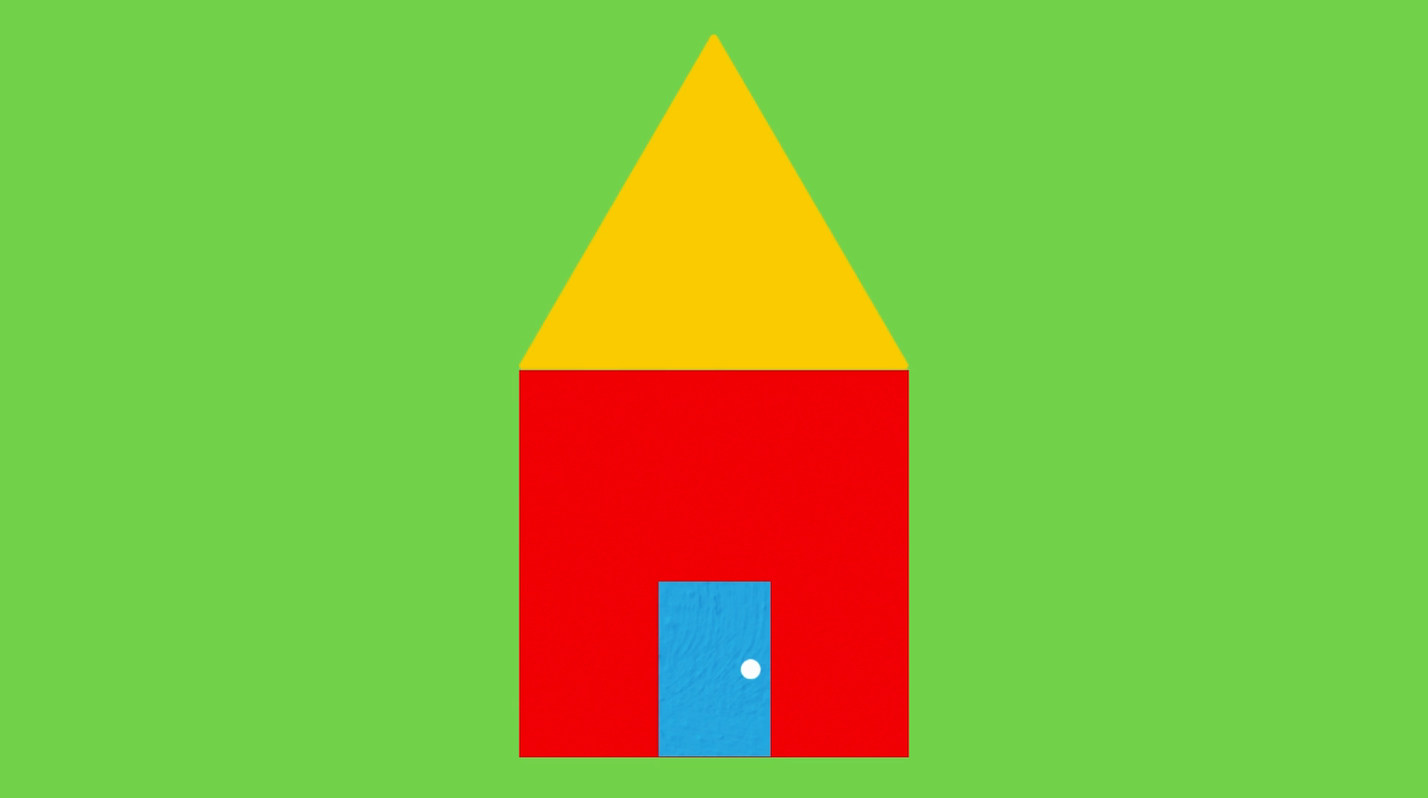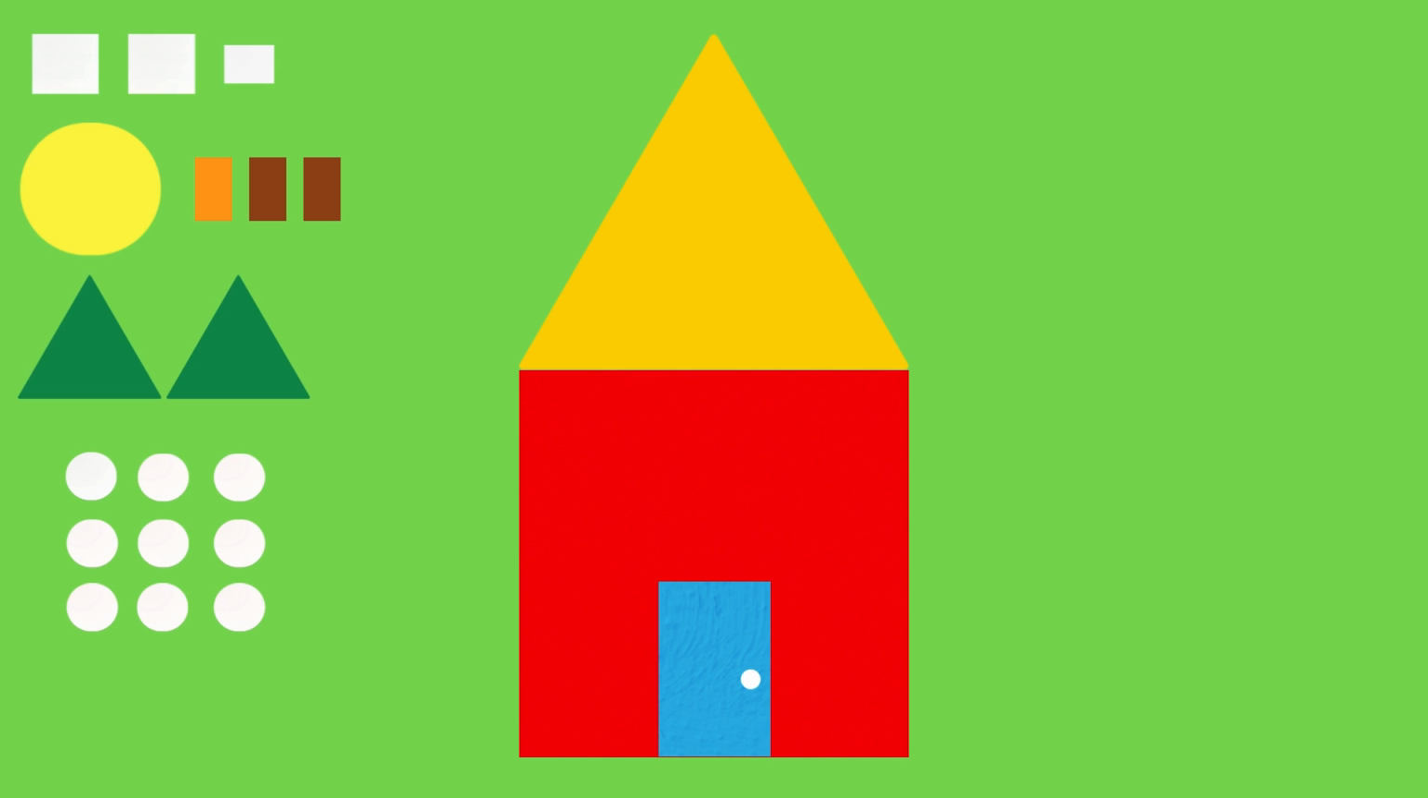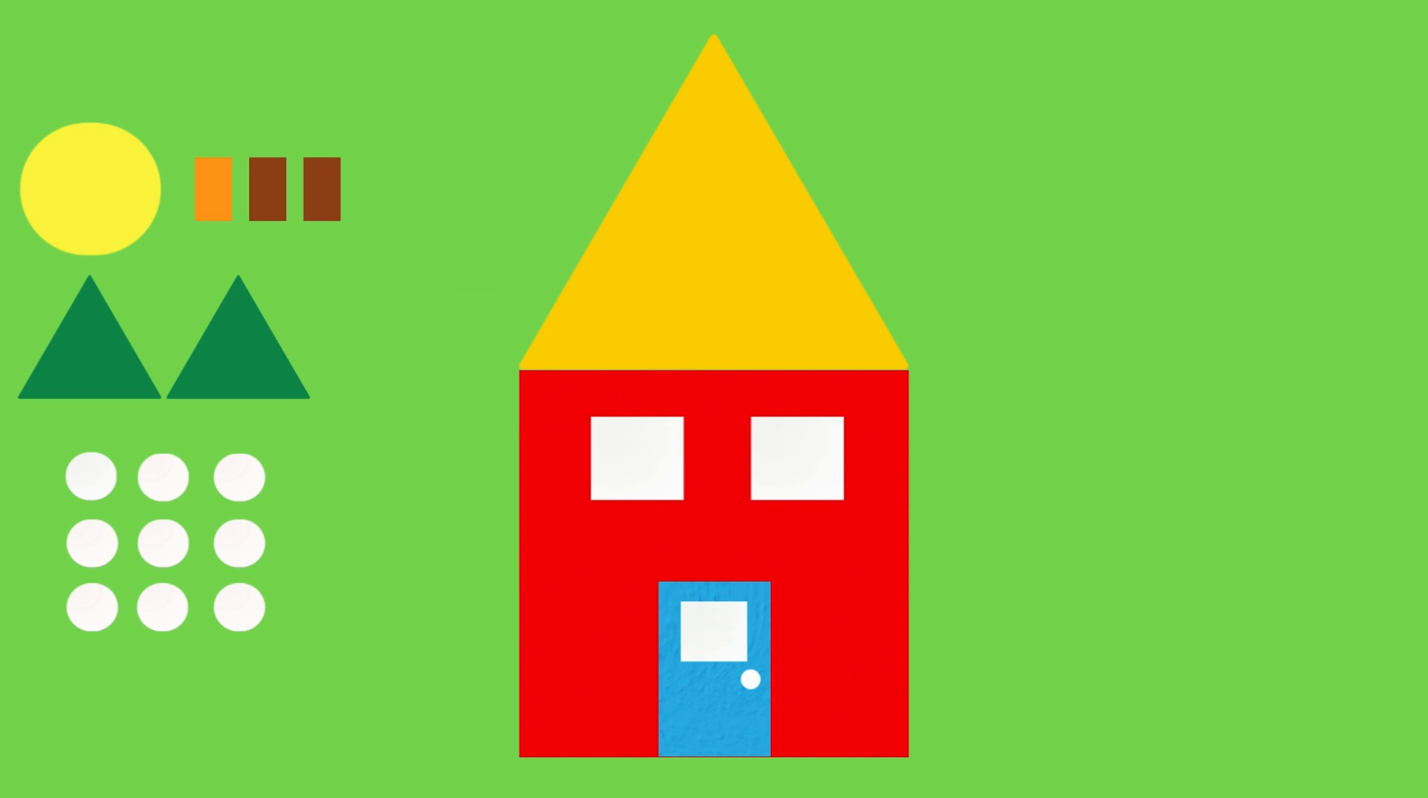Something's missing. I know, let's use our shapes to add to our image. Squares. I know, squares would be perfect for windows. Now what do you think we should use the big yellow circle for? Yes, we can make it the sun.